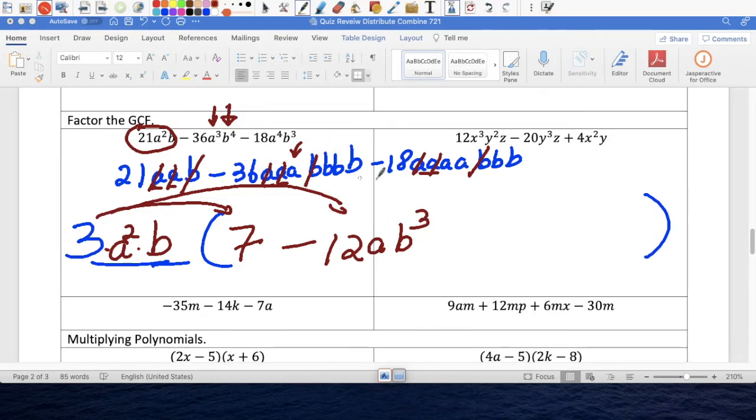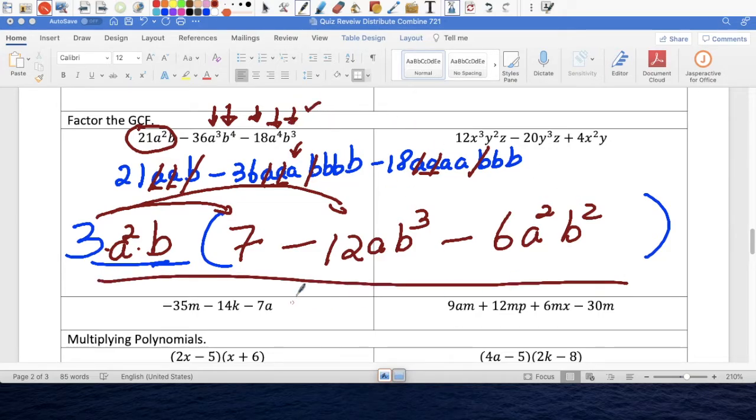And lastly, 3 times what is 18 is 3 times 6. I have 2a squared, 2a, so that's a squared, and 2b, so that's b squared. So does that work out? So 3 times 6 is 18, check. A squared times a squared is a to the 4th, check. B times b squared is b cubed, checked. So this is the equivalent expression.